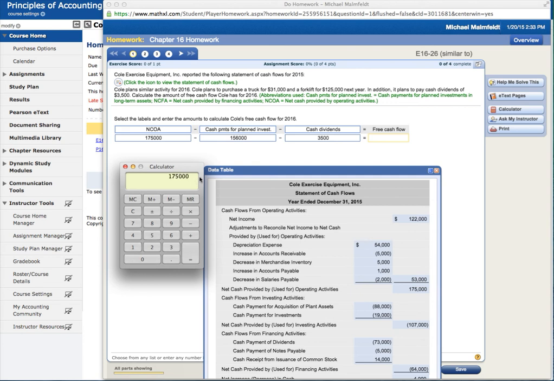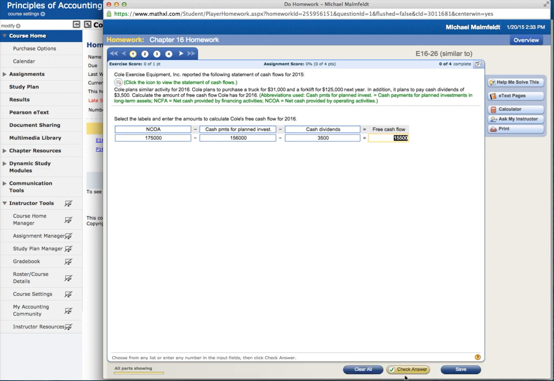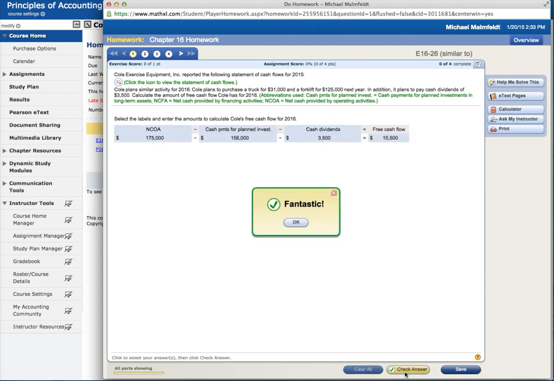But since this is a relatively easy equation, I'm just going to make sure that I type it in right. 175,000 minus 156,000 minus 3,500 equals 15,500. So that's what we see left over at the end of the day. And we'll just come down here and check our answer, and there it is. So that's the end of this first question. This is obviously the most simple and straightforward of the questions we're going to be looking at. But hopefully, if you didn't understand it before, you have a good idea now of what's involved here.